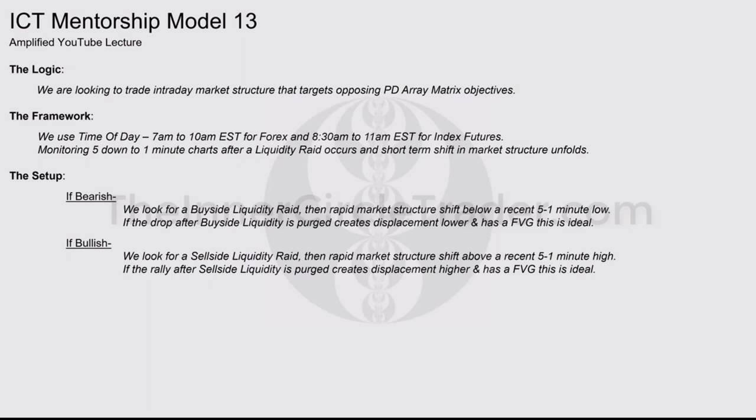Before I go any further, for the bearish and bullish scenario, inside that displacement leg, in other words, after stops are raided, then we have a market structure shift respective to the rules here. Ideally, the fair value gap is going to be at or above the equilibrium for bearish and at or below equilibrium for bullish.